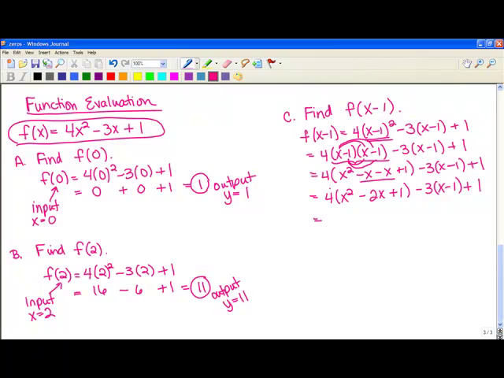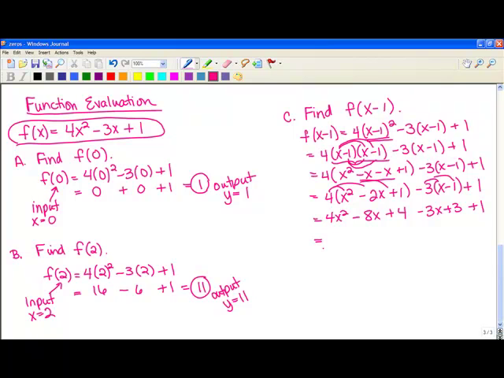Okay, the next step is to distribute the 4 to each one of these terms. Also, we'll distribute the negative 3. So multiplying 4, it's 4x squared minus 8x plus 4. Distributing the negative 3, we get negative 3x plus 3, and then plus 1.